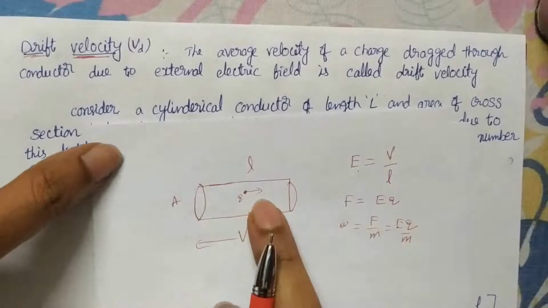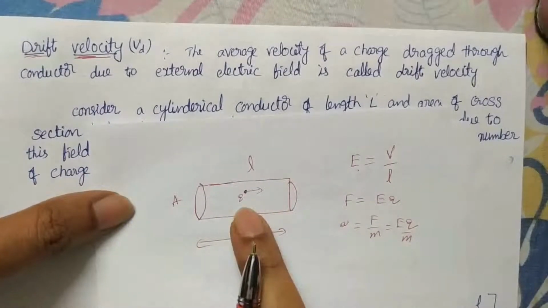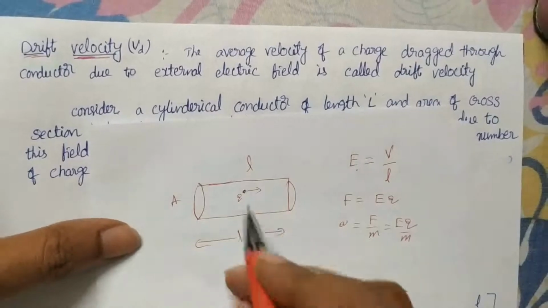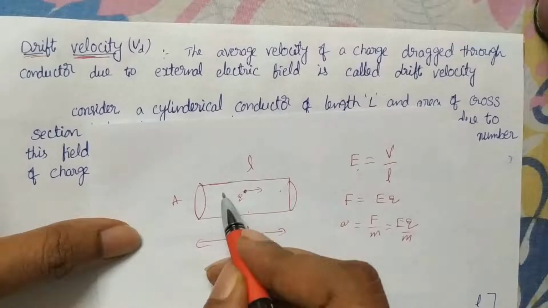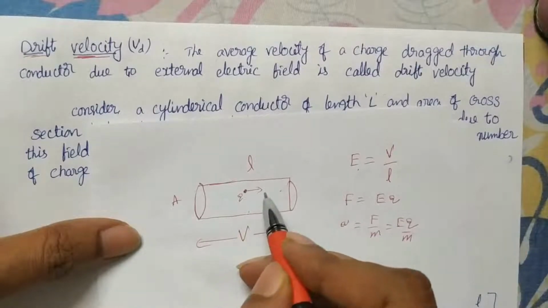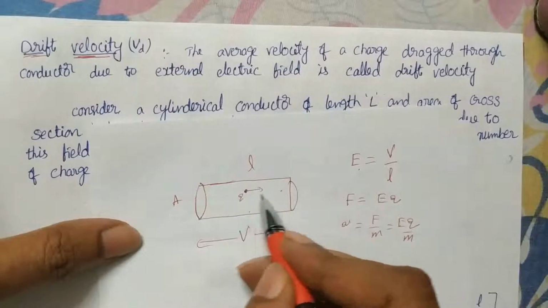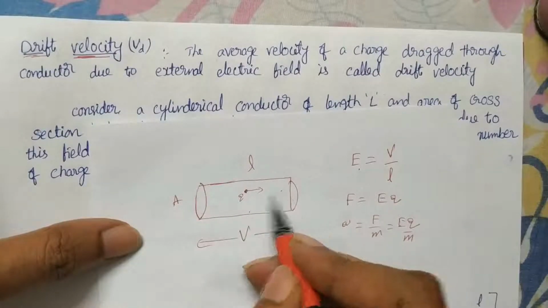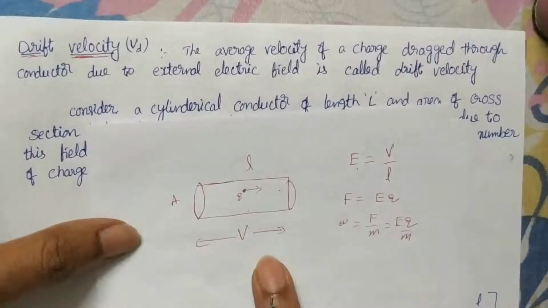That means every time, because of the field, it is accelerating, and due to collision it loses energy. So on average, with what speed is it moving? Of course, at any instant if you check, it moves with different velocities, but on average, with what velocity this charged particle is moving through the material, through the conductor, that is called drift velocity.